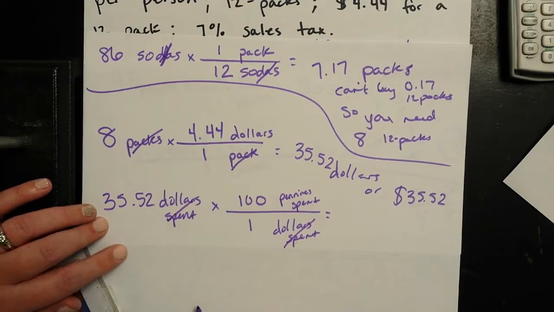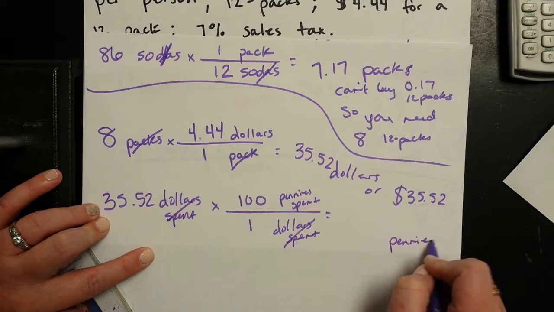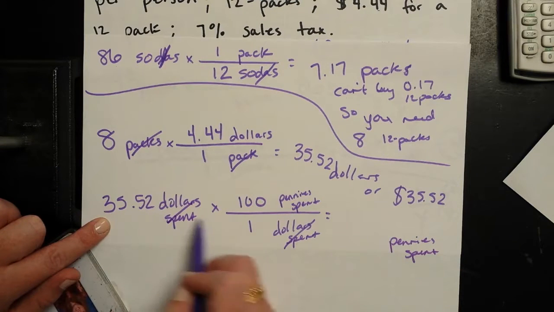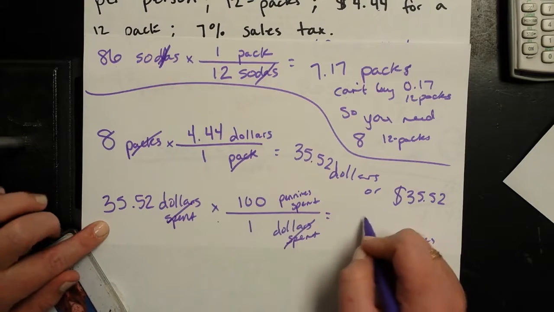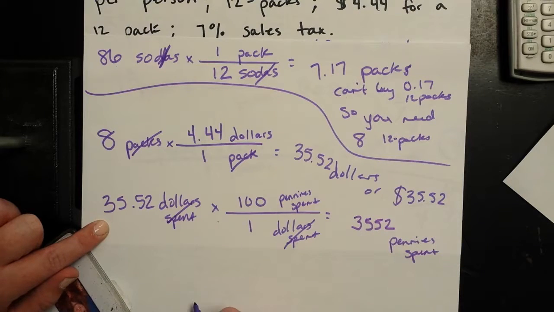So now my dollars spent cancel. I'm left in pennies spent. And I've got 35.52 times 100. Okay, this is times 10 times 10, so we're going to move my decimal place to the right 2 times. So we get 3,552 pennies spent.